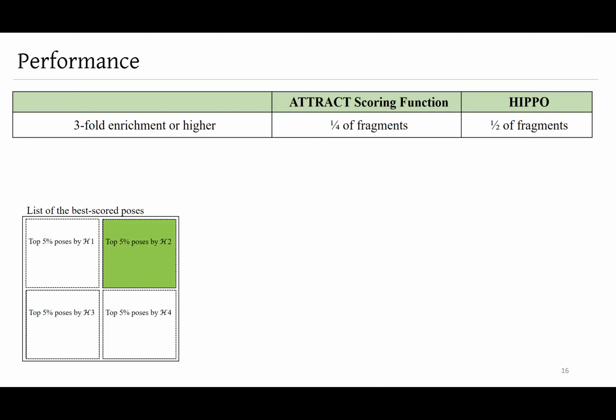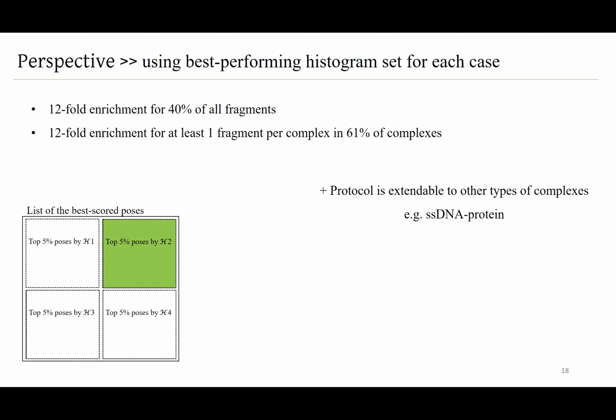These correct poses were often selected mostly by a single one out of the four histogram sets. Consequently, usage of the hypothetical knowledge of the best histogram set yielded a 12-fold enrichment for nearly 40% of the test fragments, something which is achieved with the ATTRACT scoring function in only 4% of the cases. Even more importantly, 61% of the complexes show such a 12-fold enrichment for at least one fragment.